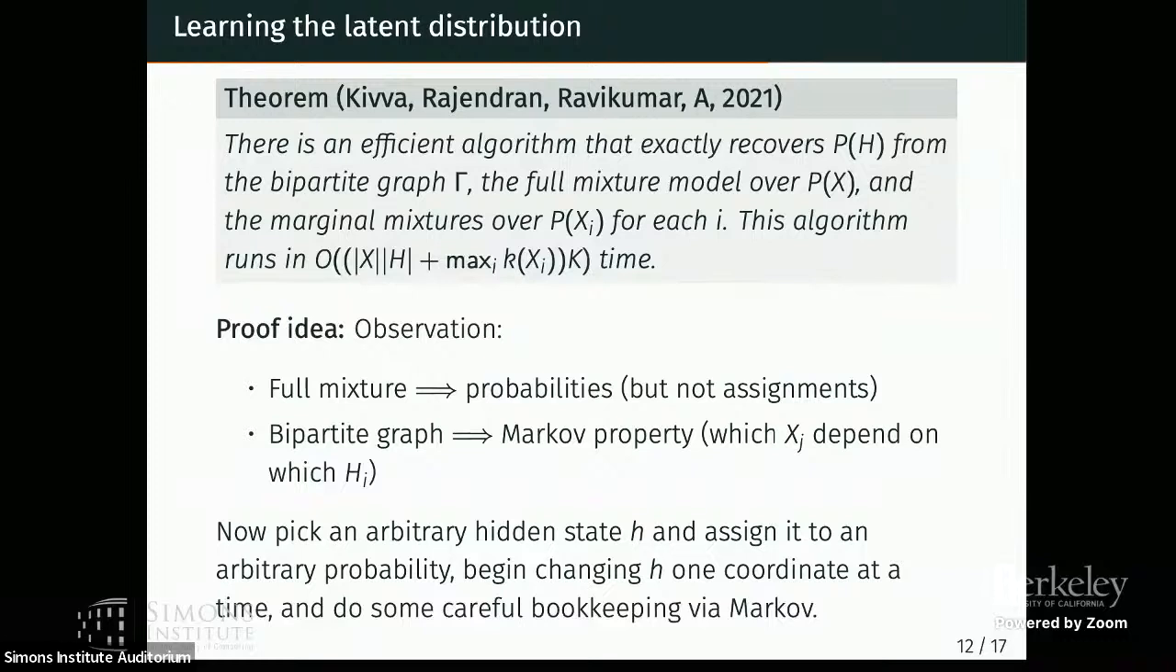There's some careful bookkeeping here, but this runs in time polynomial in the number of hidden variables H, the number of observed variables X, and K, where capital K is the total number of hidden states. Of course, you need at least order K time for this algorithm to run. Okay, so this gives us the latent distribution P of H.